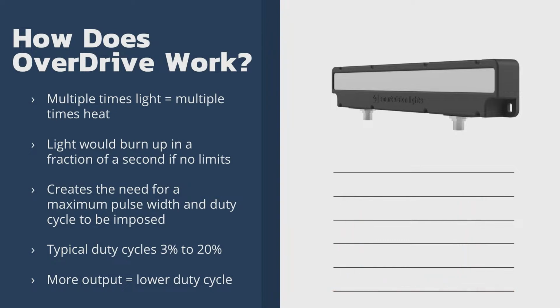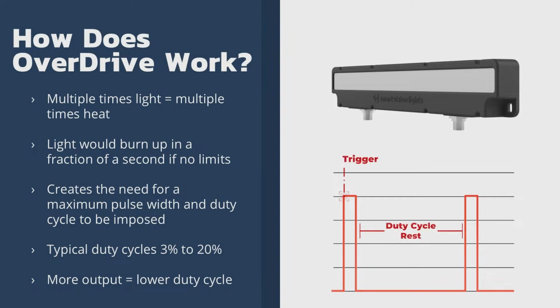Now, the cool down time is always longer than the on time to get that heat out and get the die back to some reset temperature before we fire it again. But typical duty cycles vary from 3 to 20%, meaning you can be on for 3% or 20% of the total period of light, and the rest period must be the remaining period that it's not on. More output means lower duty cycle.